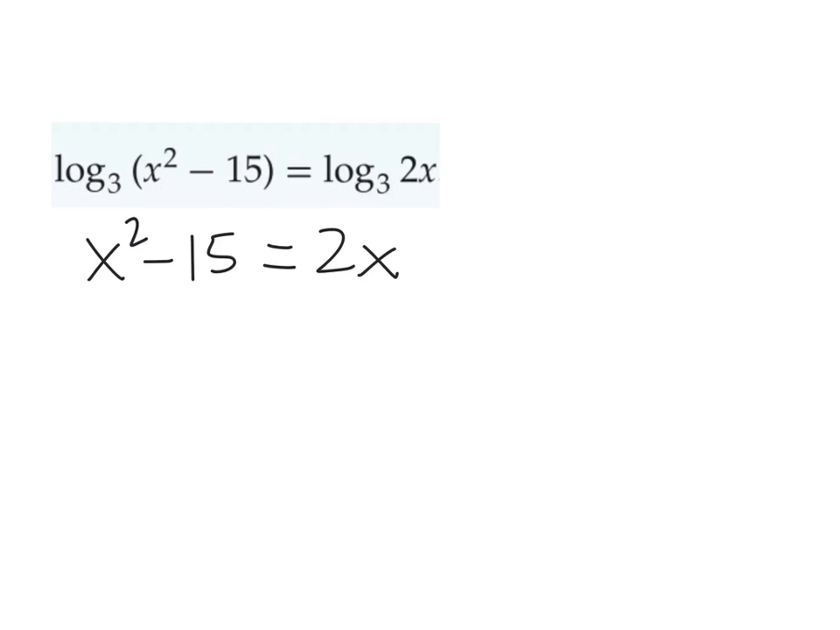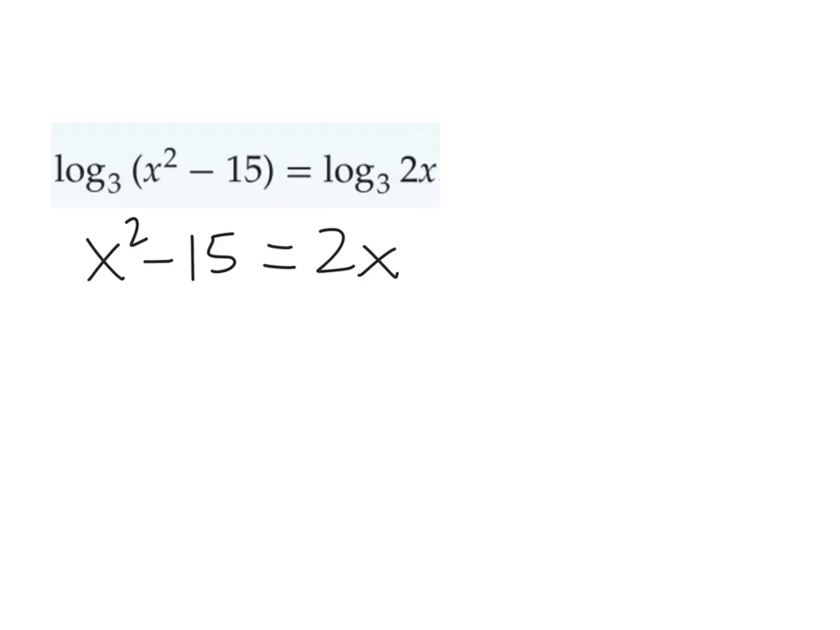What type of equation is this? It's a quadratic, right? So what do I have to do to solve a quadratic? What's my first move? Set it equal to 0, correct. So I have to set one side equal to 0, and then I have to solve by factoring, quadratic formula, or however you want to. So go ahead and finish that one.